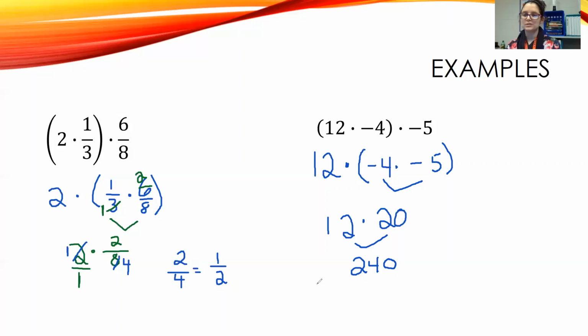And that's how you use the associative and the commutative properties of multiplication to make your life easier.